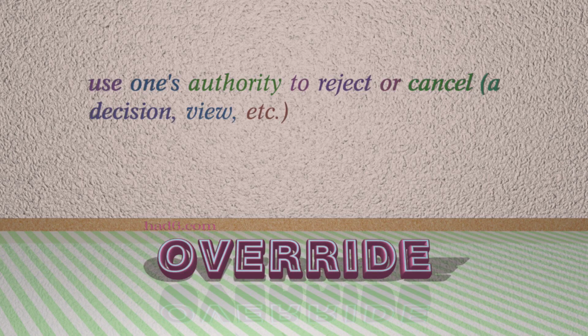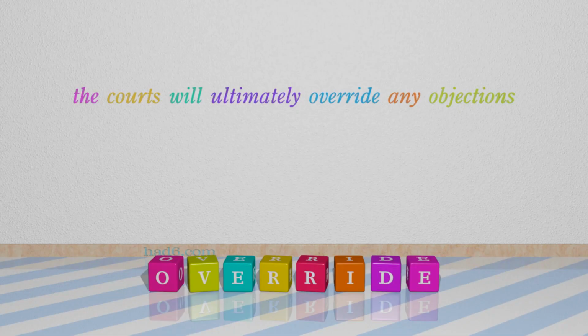Number 3. Override. Which means use one's authority to reject or cancel a decision, view, etc. Override. For example, the courts will ultimately override any objections.